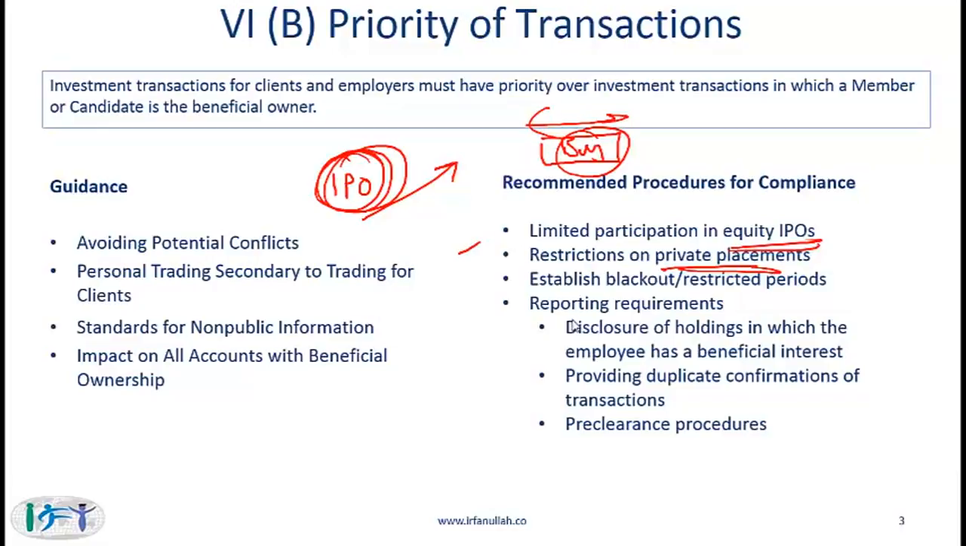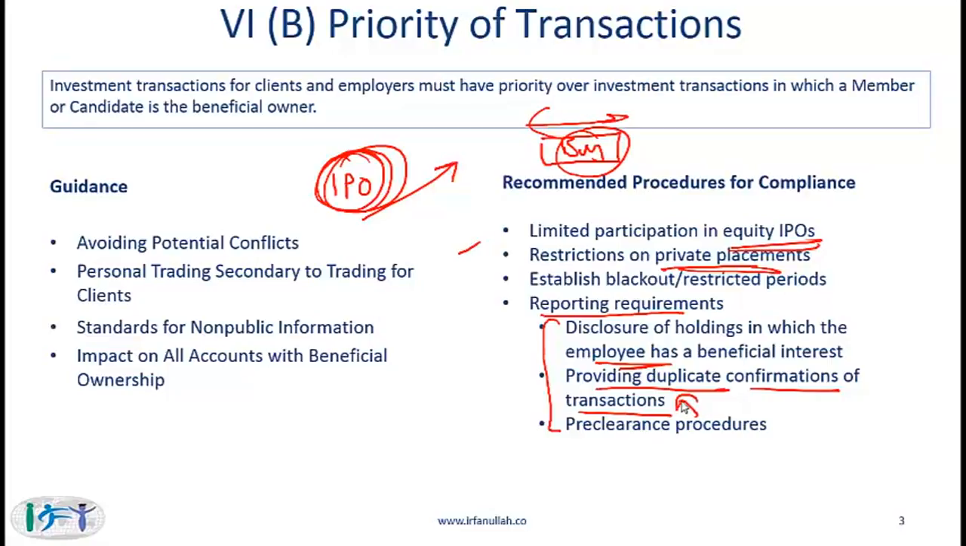Supervisors and firms should establish several reporting requirements, such as what we see over here: disclosure of holdings in which the employee has a beneficial interest. This way, the supervisor or the employer can determine whether an employee is engaging in personal transactions in situations where he should not be. There should be reporting requirements around providing duplicate confirmations of transactions. Again, if there is a front-running problem, then this information can help identify the problem.